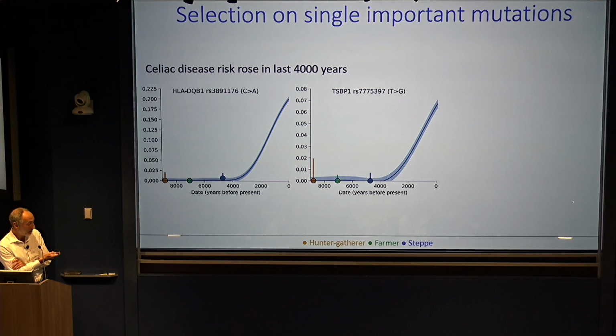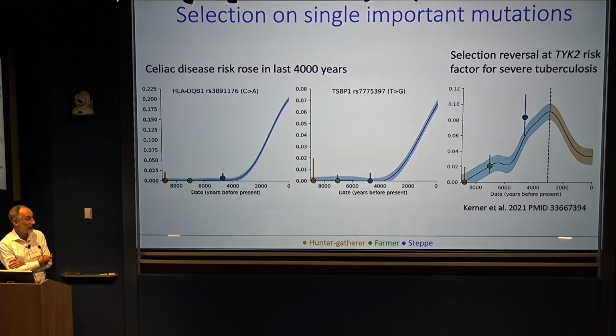You can see selection on particular important mutations, like, for example, celiac disease. Multiple of them have rocketed up, not resistance, but susceptibility, have rocketed up in frequency in the last 4,000 years. They cause a disease, but maybe like sickle cell, they also protect against something.